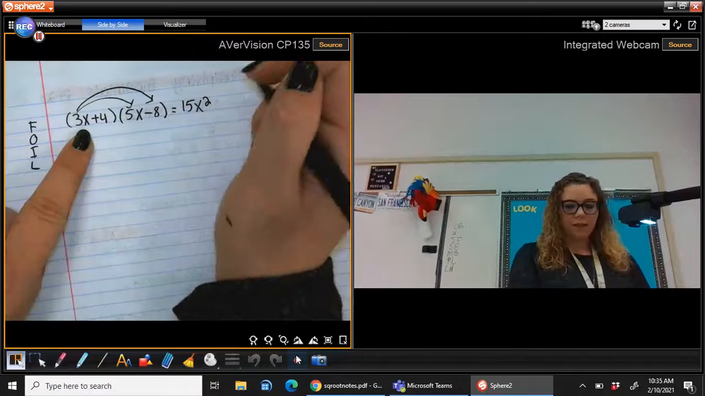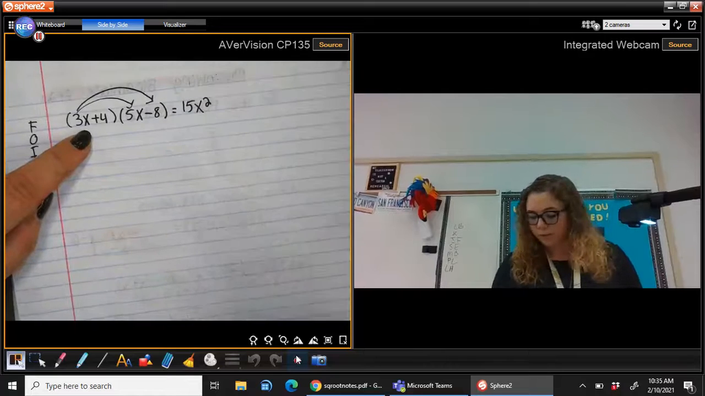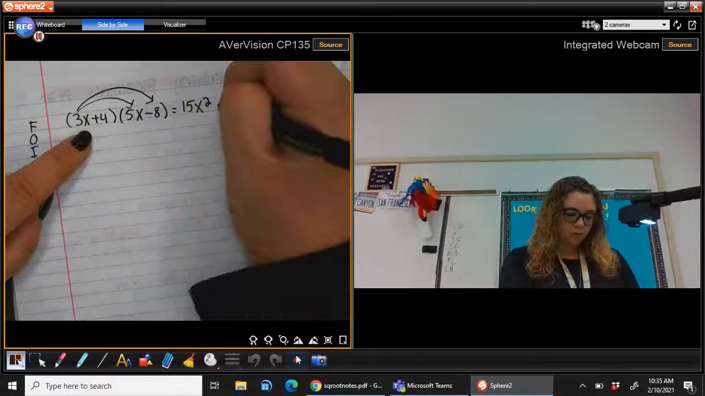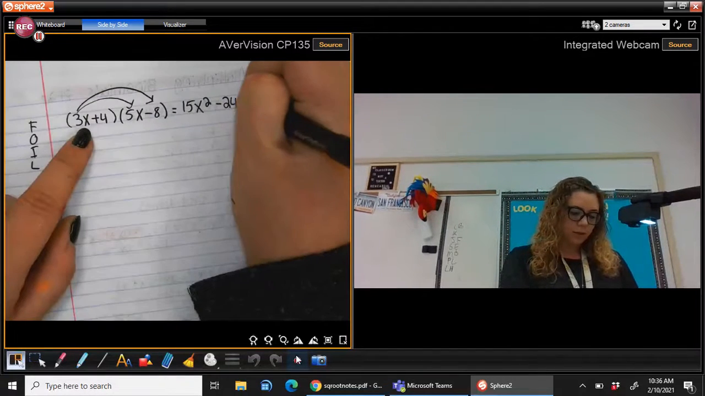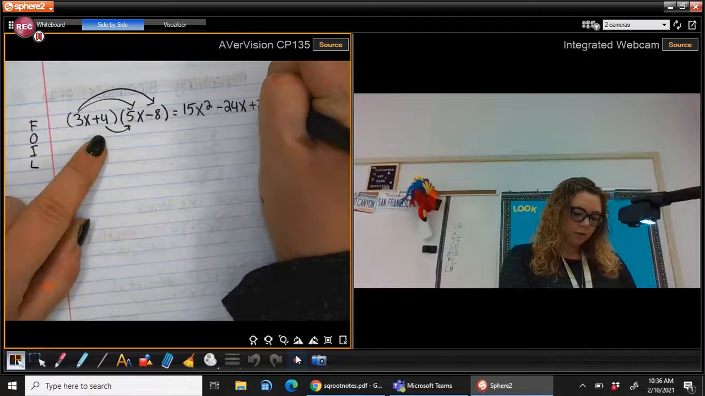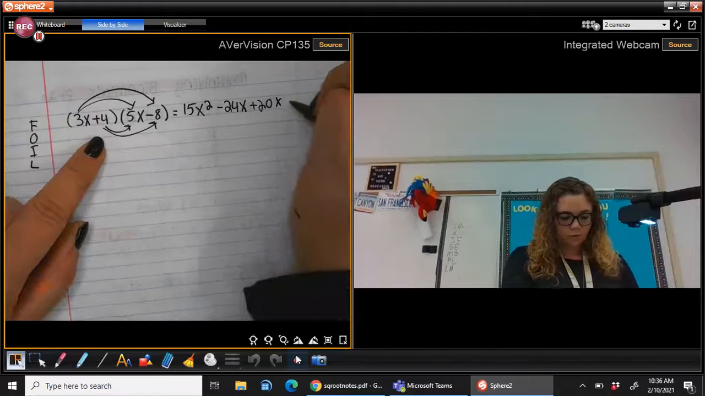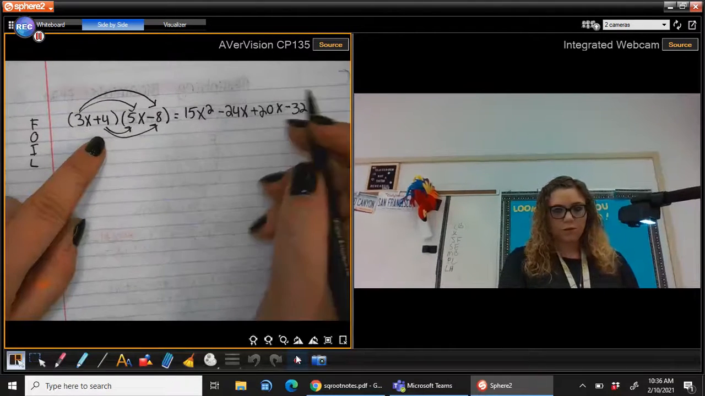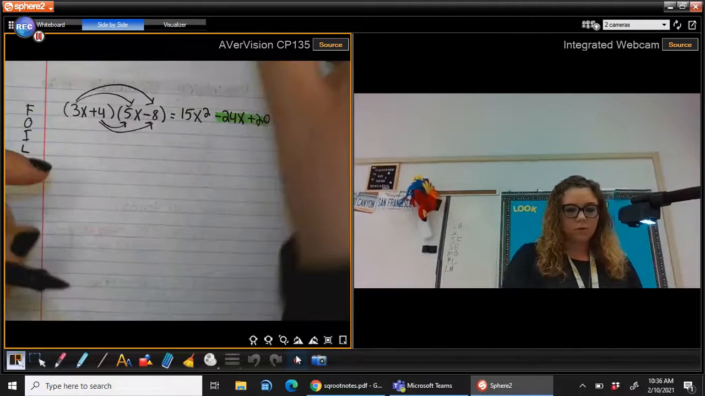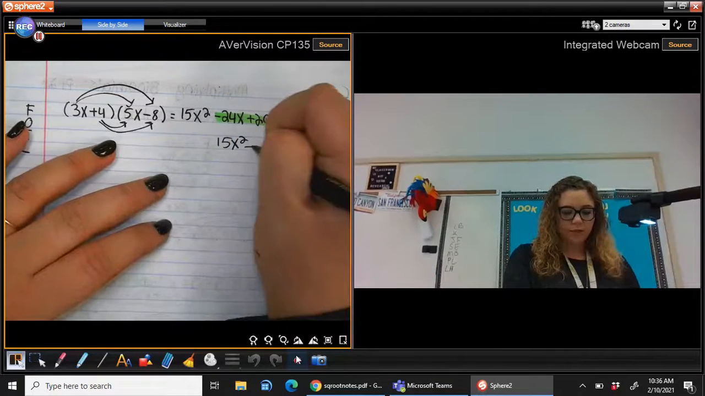3 times negative 8. Okay, that's going to give me negative 24x. Okay. Then do my inner. 4 times 5 is 20x. And then my last, 4 times negative 8 is going to give me negative 32. Then combine my like terms. So my final answer is going to be 15x squared minus 4x minus 32.